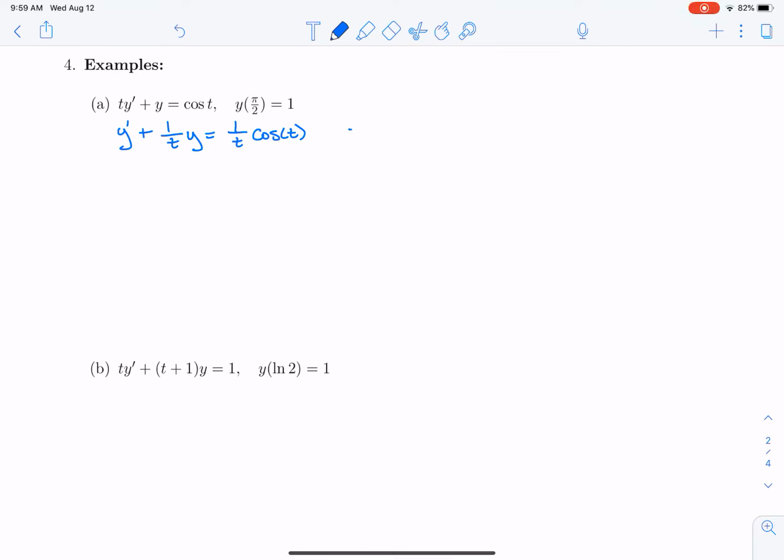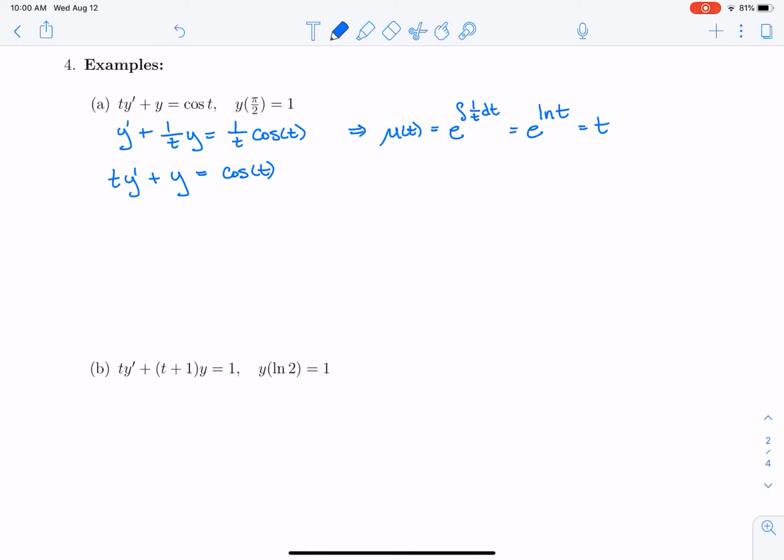So that means that mu is going to equal e to the antiderivative of 1 over t dt. The antiderivative of 1 over t is going to be natural log of t. And e to the natural log of t, of course, is t. So that's telling me I should multiply both sides of the equation by t. Okay, so I'm going to get t y prime plus, t times 1 over t is 1, so I'm going to get y equals cosine t. Oh, I'm back to where I started.